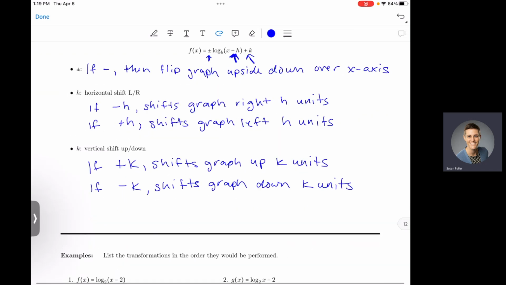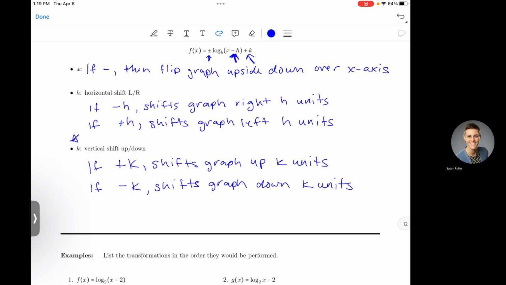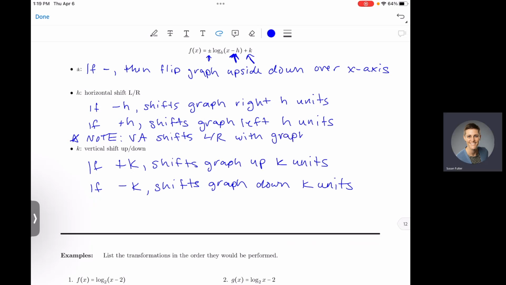Then your vertical asymptote would move with your graph. So I'm just going to make a note here that your vertical asymptote shifts left and right with your graph. So for instance, if you move your graph to the left by 3 units, then your vertical asymptote would move from x equals 0 to x equals -3. You would move it left 3 units.